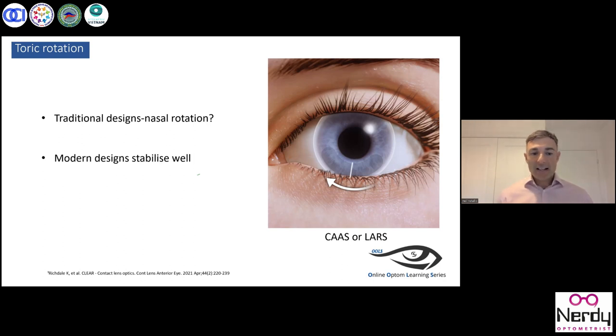We know that modern lens designs perform really well. They stabilize well, certainly in the primary position. What we also know is that the different designs have slightly different makeups and different amounts of potentially prism to achieve that toric effect. Some can have up to just over one diopter. It might be useful when you're picking a design to think about other aspects such as tightness of lids, but also BV aspects. If someone's maybe at risk of BV issues, especially if they only need a toric in one lens, what might putting a bit more prism do to their binocular status?